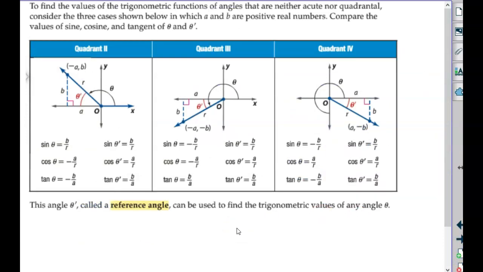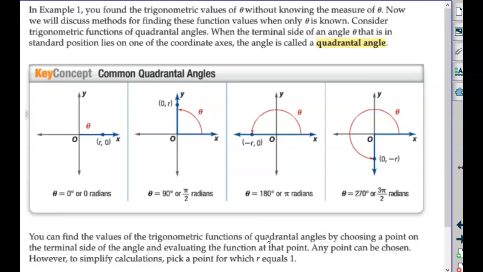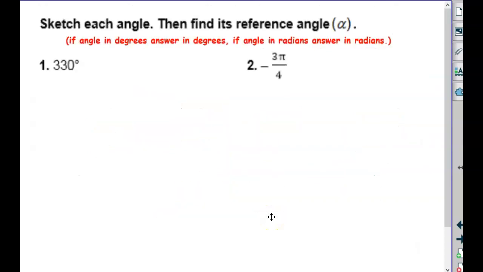This is more about the reference angle. This is how to find the reference angle in degrees, but I don't think we need to memorize crazy patterns. This is how to find it in radians. This is also the quadrantal angles. I'm just moving on. We've done this before. So sketch each angle, then find its reference angle. If it's in degrees, you must answer in degrees. If it's in radians, you must answer in radians.